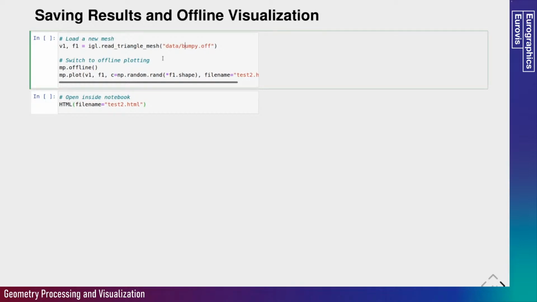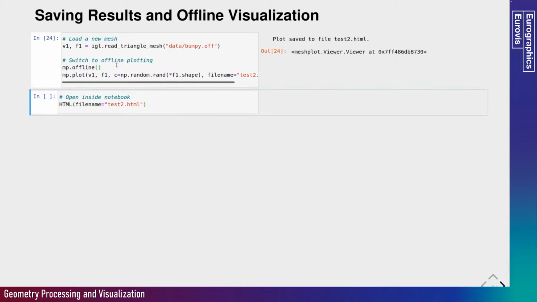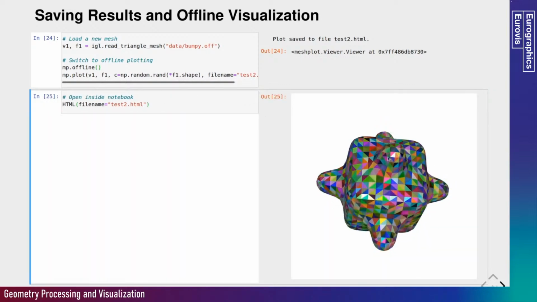Meshplot gives you also the option to directly switch to offline plotting. So let's read another triangle mesh here, and then we're switching Meshplot to offline plotting. This means that no plotting window is opened here, and then we can just set a file name to the plot directly, and the output is not a plotting window anymore, but a file saved to an HTML file. And this can be sent to somebody else, and it can be opened with a normal browser to have an interactive plot as this one here.